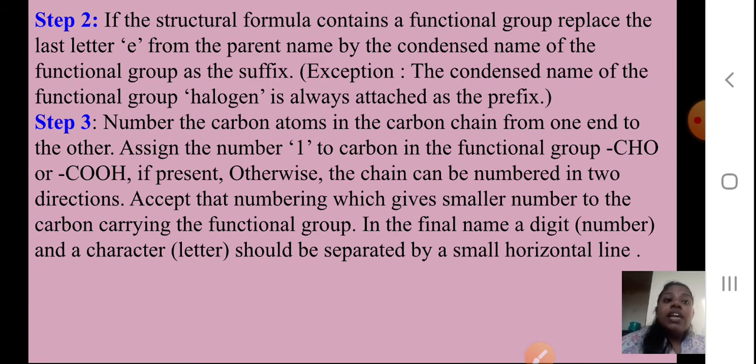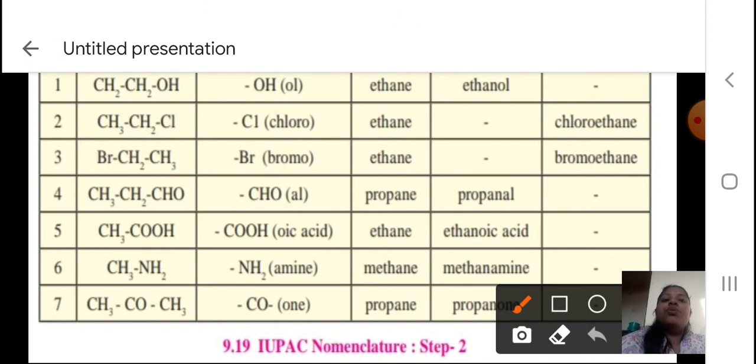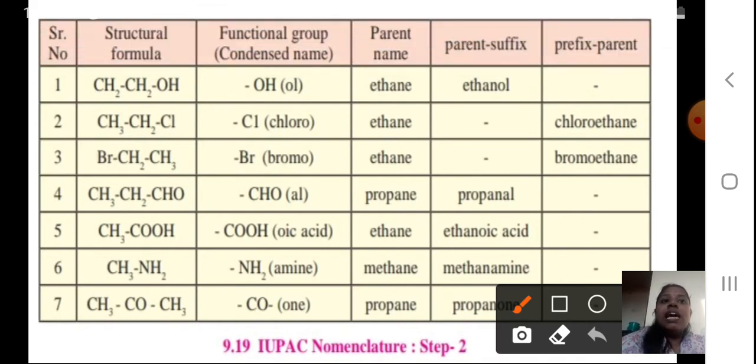In the final name, a digit, number and a character, that is letter, should be separated by a small horizontal line. We will see how it is separated. Now see here, students, this is our step 2 where you will be seeing that the parent name like ethane, this E is replaced by OL, for alcohol, so it became ethanol. Like that, if a Cl is attached, it became chloroethane. First it is attached, then bromo, then if it is aldehyde we write AL, E is replaced by AL.